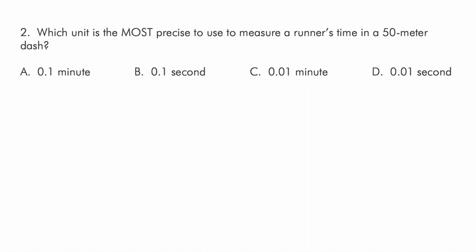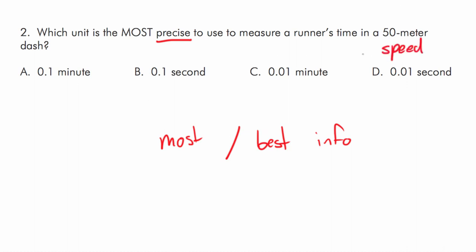Question number 2 says, which unit is the most precise to use to measure a runner's time in a 50-meter dash? So right now I'm talking about the word precise, and I should take precise to mean like exacting or accurate. So like it's going to give me the most or best information. And I'm talking about a 50-meter dash, and if I can remember, 50-meter dashes have to do with track and running, and this is going to have to do with speed. And speed I usually measure with time.